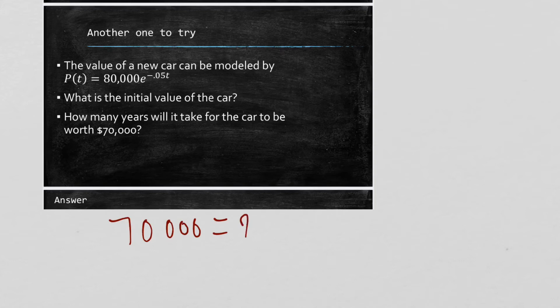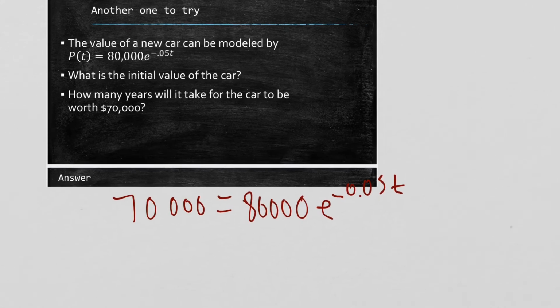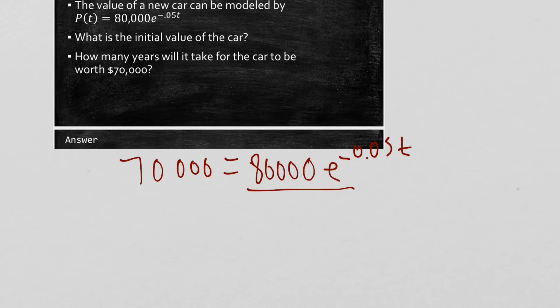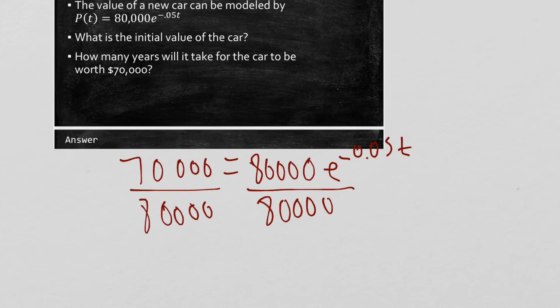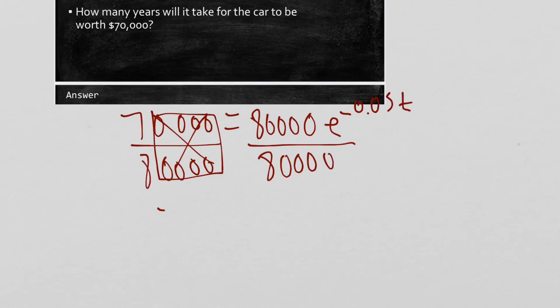And that's equal to 80,000 times e raised to the -0.05 t. So just like before, we're going to divide by 80,000 because we want to solve for t eventually here. So divide by 80,000. To make this easier on ourselves, we'll leave it in fraction form. But remember, we can just reduce this to just plain old 7/8. Just cancel out all those zeros, right? So now we have 7/8 equals e raised to the -0.05 t, right?